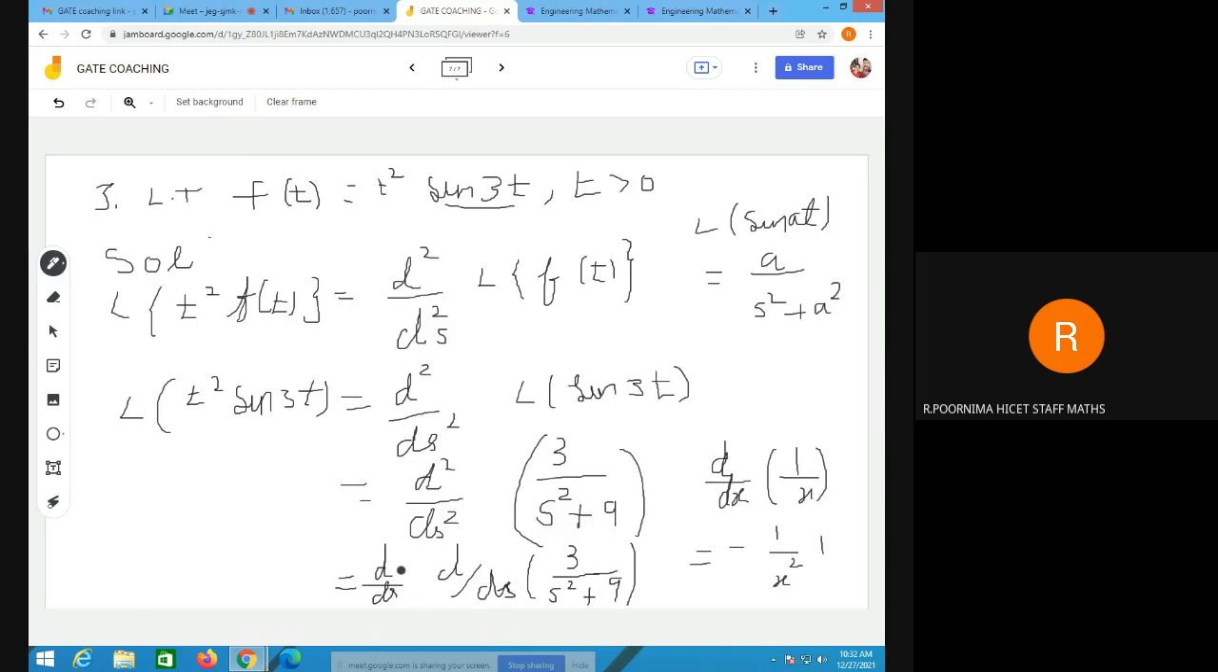So we can split d square by ds square into d by ds of d by ds. First, we focus on the first derivative. We find it by applying the formula d by dx of 1 by x, which is minus 1 by x square into the differentiation of the denominator term with respect to the variable x, that is 1. The same concept we are applying here. 3 by s square plus 9 can be differentiated with respect to the variable s.